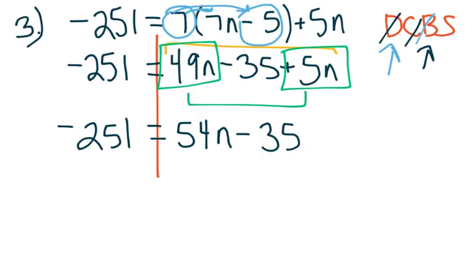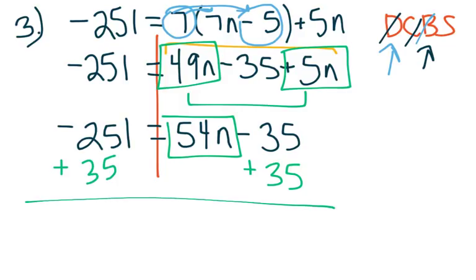Lastly, we're going to solve. So 54 times n. So 54 is what we'll deal with last. We're first going to add 35 to both sides. And use your calculator. Even if you're doing this mental math in your head, still check your work in your calculator. So we've got negative 251 plus 35. So that gives us negative 216 equals 54n.